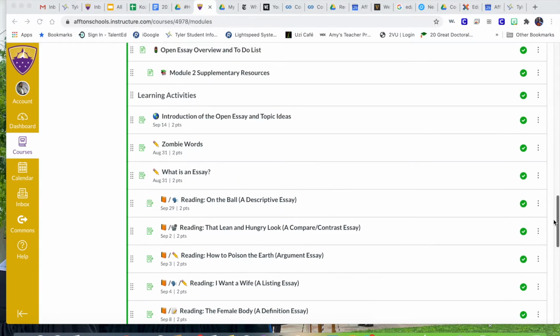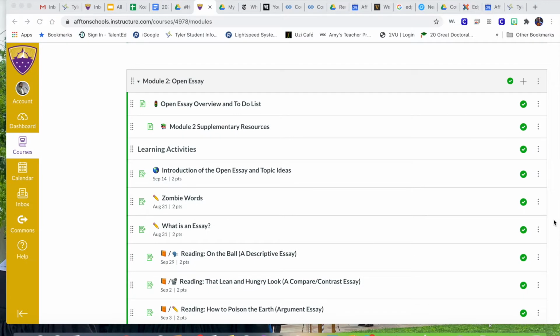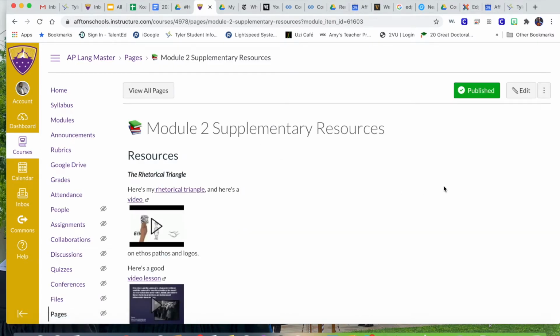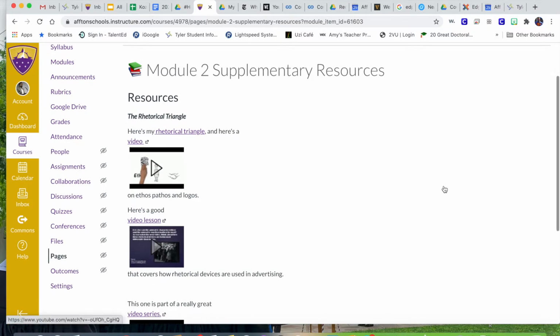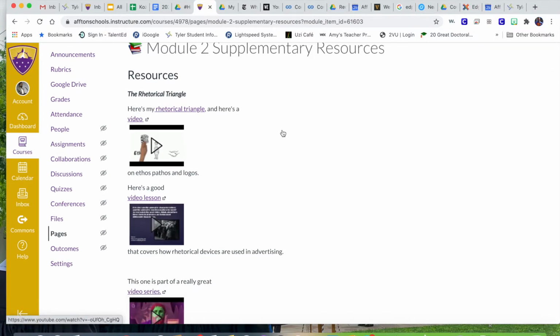But before we can really get there, you are going to start by thinking about what is an essay for you, right? So that's actually our activity for Monday. And as we're thinking about looking at some of these essay types, it's going to be really important that we look at our supplementary materials. Here I've put lots of good stuff about argumentation, about ethos, pathos, logos, and really about the rhetorical triangle.